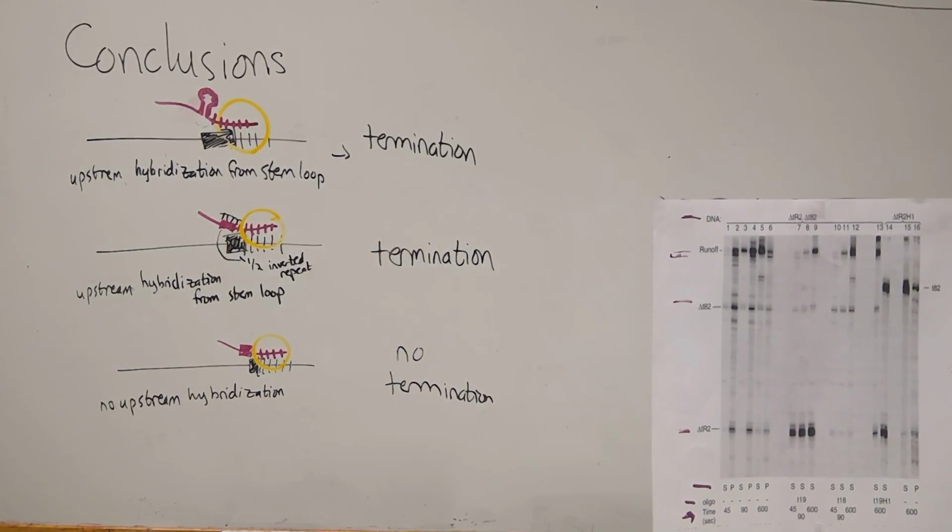Taken all together, what do these results show us? Well, first we can clearly see that hairpin stem loops are sufficient to cause termination from lanes 13 to 16, but we can also see that hybridization to oligomers can create effective termination as well, as in lanes 7 through 12. Together, these results indicate that hybridization of upstream RNA is necessary for termination, and that the stem loop terminates because of the hybridization involved in its formation.